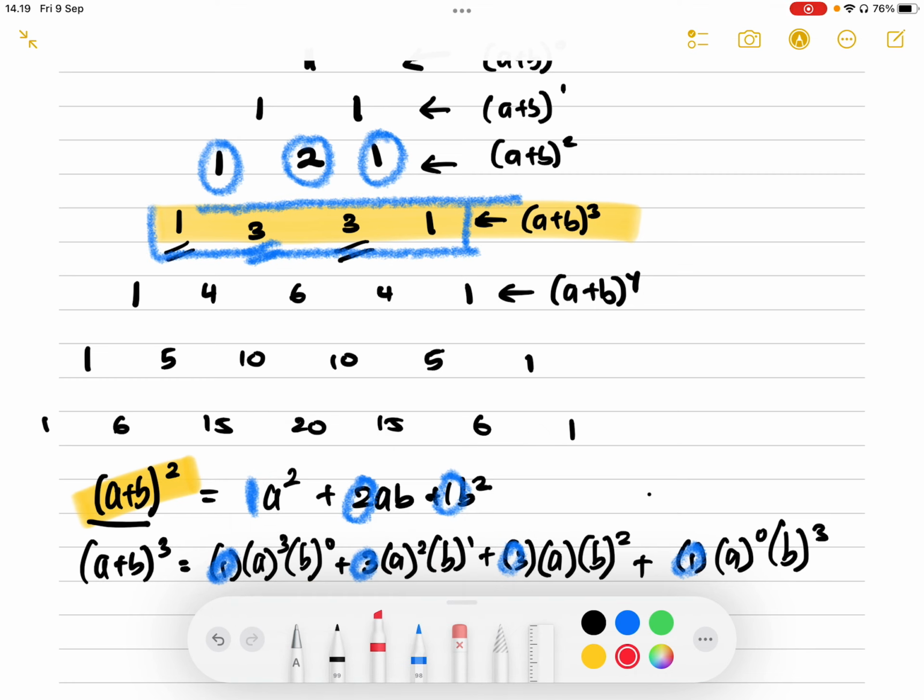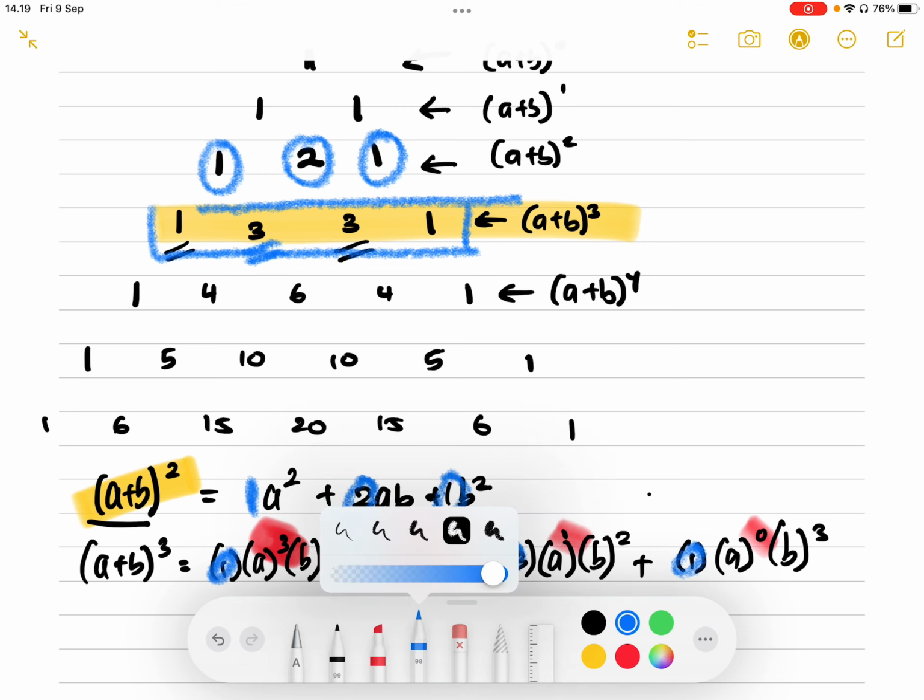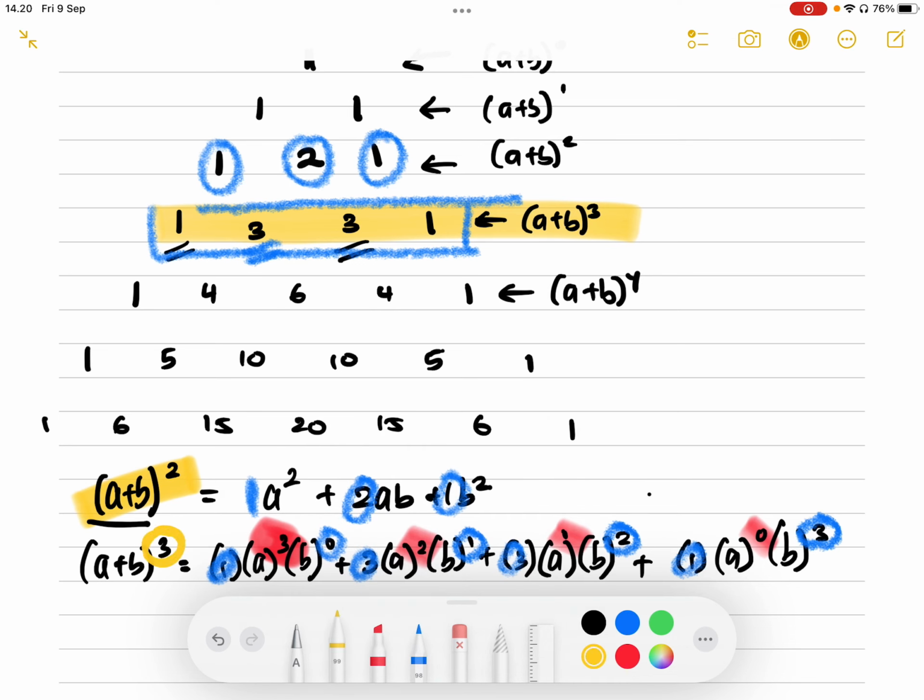Now, about the powers, we can see this one is 3, 2, 1, 0. So the first one keeps reducing. And the second one is to the power of 0, 1, 2, 3. The back one is increasing until it meets the final one, which is 3. If you pay attention, 3 and 0 equals 3. 2 and 1 equals 3. 1 and 2 equals 3. 0 and 3 equals 3. So the sum of the indices always equals the power in front. Understand?